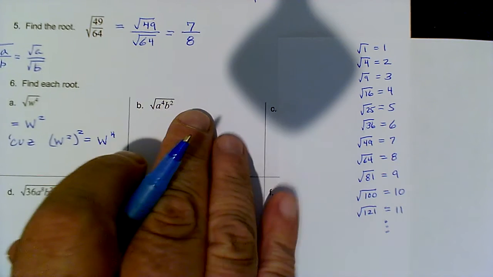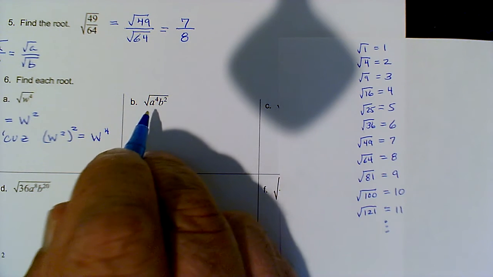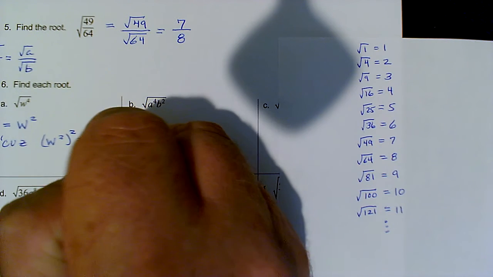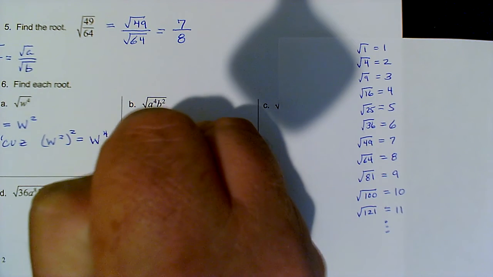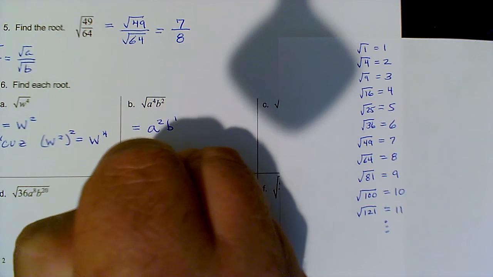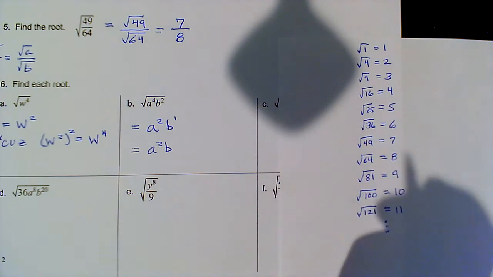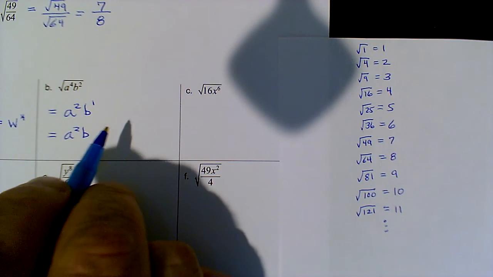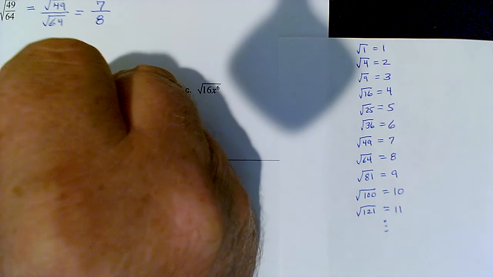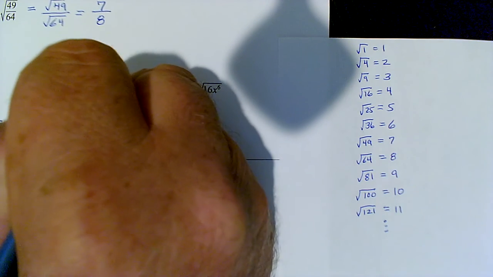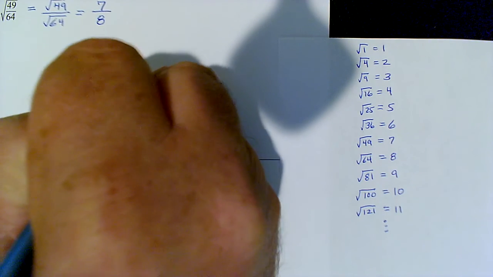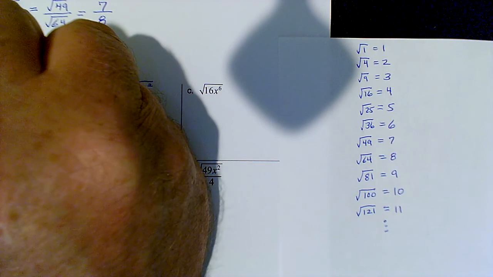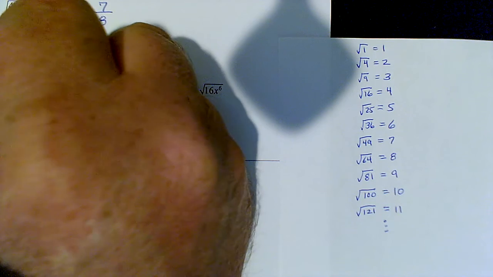This can be extended to more than 2 factors under the radical. Just divide these exponents by 2 if they're both even. So this becomes a squared b to the first, or just simply a squared b. Remember, if the exponent's 1, we do not need to write it. Okay, here, when we have a product like this, I could have actually shown this step as well, that this is really the square root of a to the fourth times the square root of b squared. That's because we have the property that the square root of a product, a times b, is the product of their square roots.